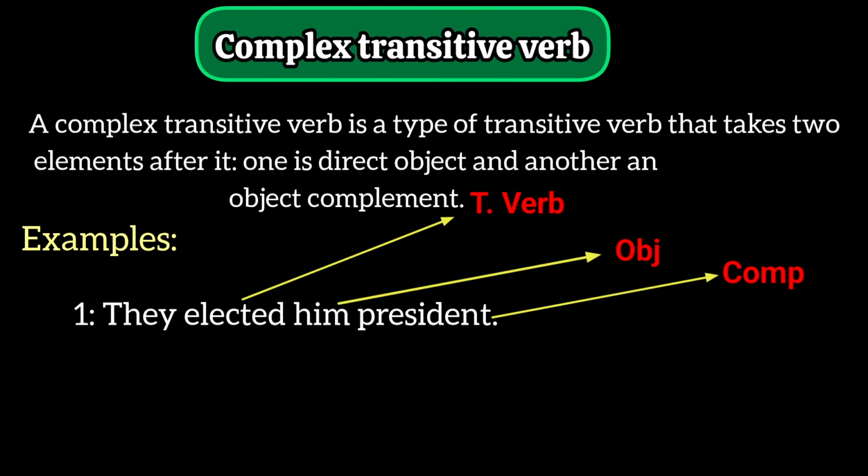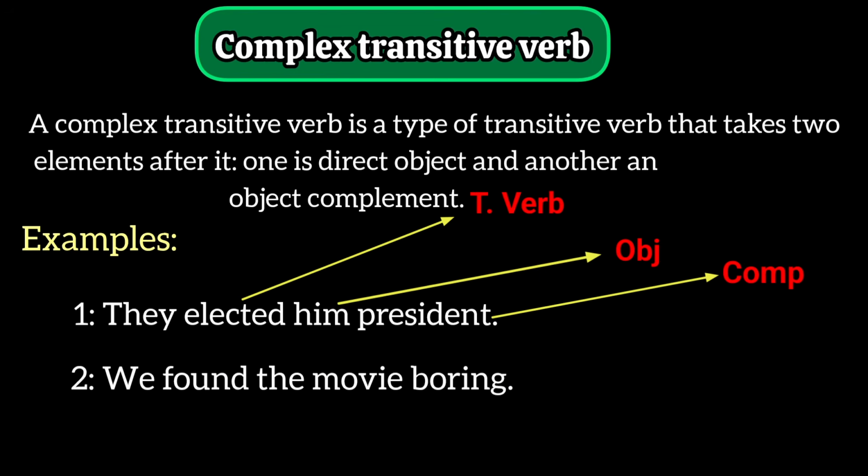However, the meaning of the sentence is not fully complete with just the direct object. It requires an additional element to indicate what role or identity he was elected to, which is where the object complement president comes in. This complement gives more information about the direct object, essentially renaming or defining the new status of him after the action takes place. To put it simply, this verb has one object and one complement, and that is why it is called a complex transitive verb. We found the movie boring.